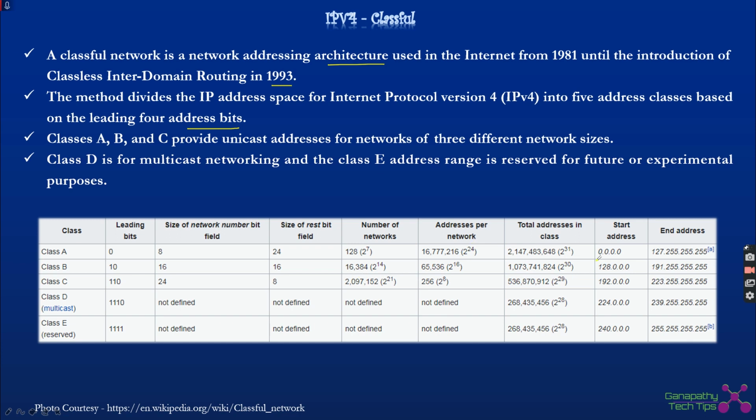Similarly you can see the starting address for typical classes. Class A starts with 0, class B starts with 128, class C starts with 192, class D starts with 224, and class E starts with 240. So this is how we can represent the typical classful IPv4 addresses, which have the fixed 4 digits as we discussed in the previous slide.